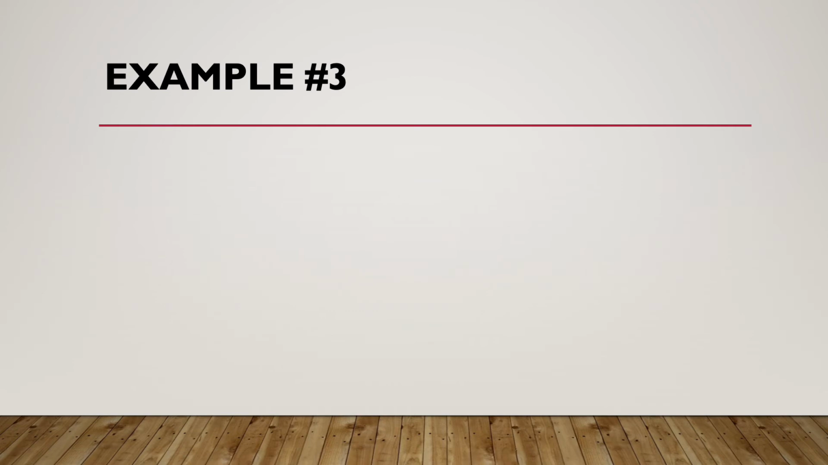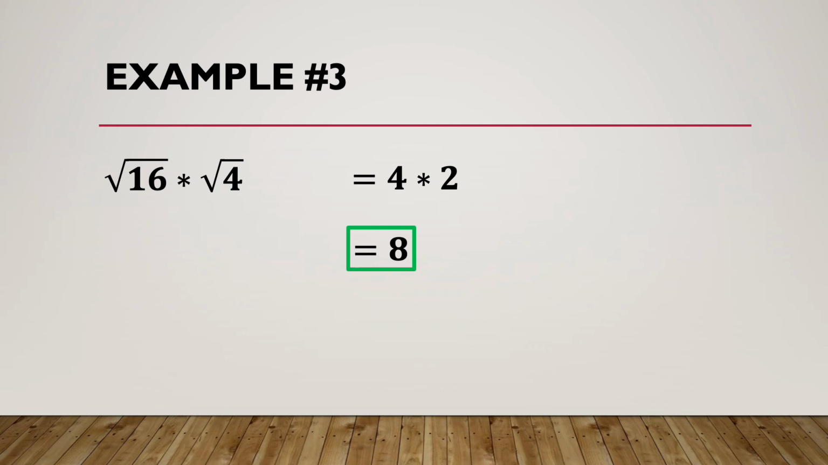Next is example number 3. Square root of 16 multiplied to the square root of 4. Take a look at their radicands. What have you observed? Okay, very good. Both are perfect squares. So the square root of 16 is 4, while the square root of 4 is 2. Multiplying, so the answer is 8.